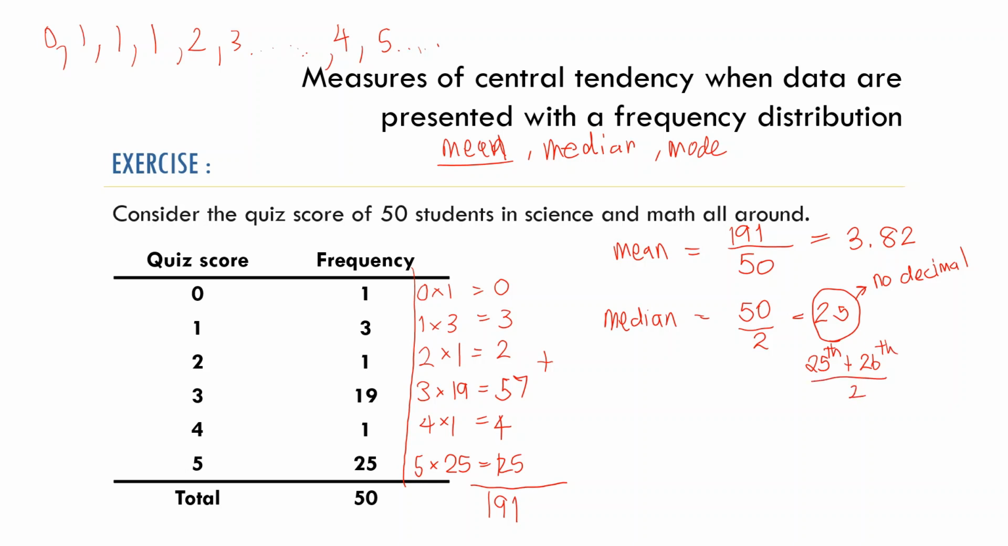Alright, to find the data of the 25th and 26th, you just have to find the frequencies. So 1 plus 3, this is 4. 4 plus 1, 5. And then 5 plus 19 is 24.